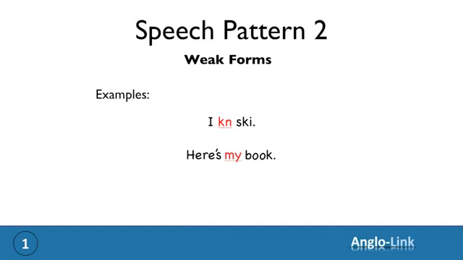Let's look at another example. Possessive adjective my. Very clear in isolation, my. But in the sentence, it sounds, here's my book. You can hardly hear it. And another example, preposition for. In the sentence, the vowel is reduced to f. It's for you.